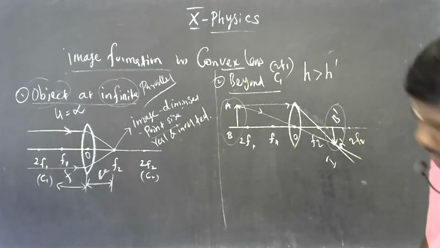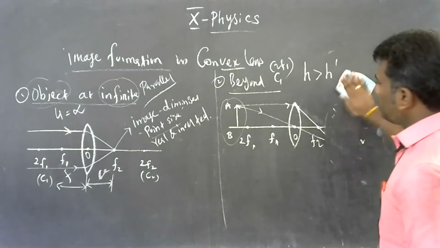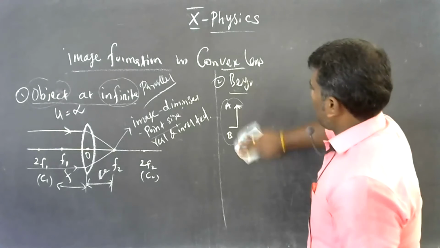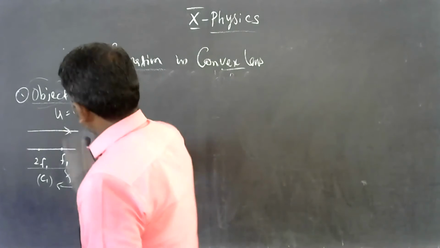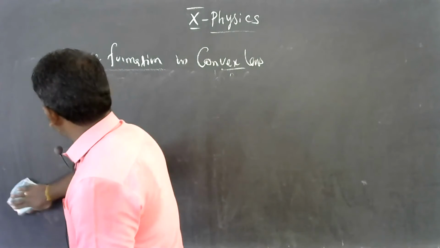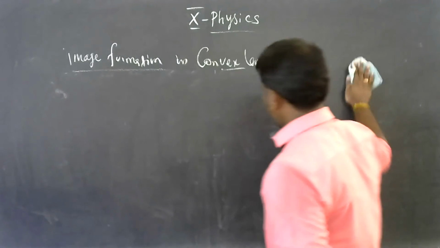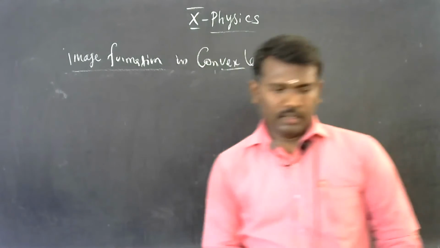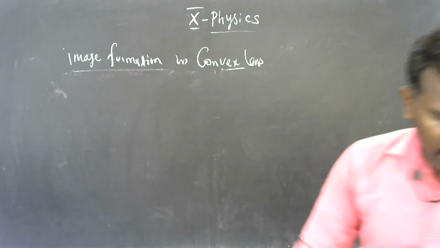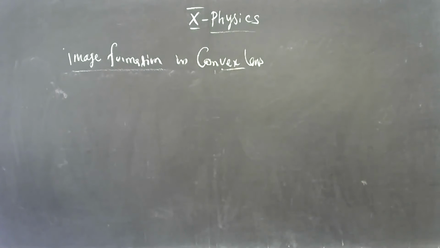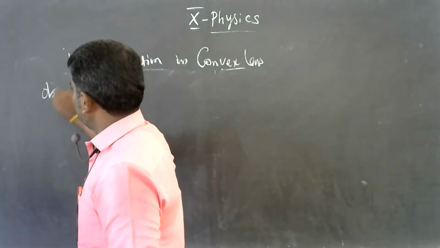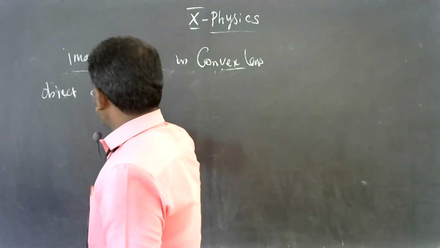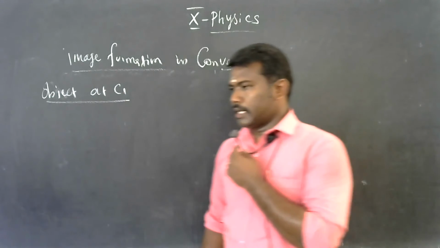Okay. And the third case, now I am going to place the object at C1. We know very well in the concave mirror case also, if you are locating the object at C, the same size of the image will be formed. Here also the same size of the image will be formed. Object at C1.